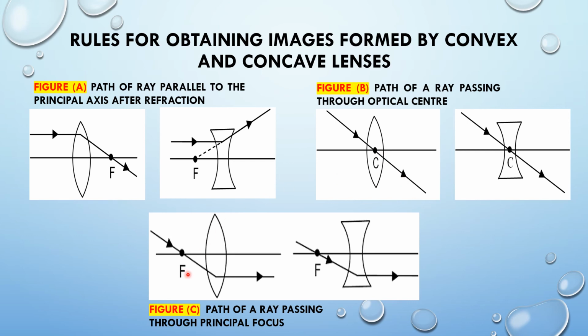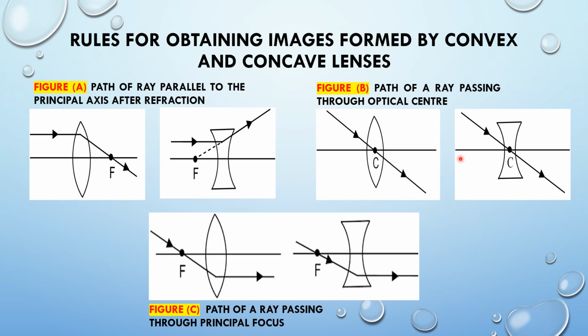For the next rule, rule number 3, figure C shows the path of a ray passing through the principal focus. Here an incident ray of light passing through the focus of a convex lens becomes parallel to the principal axis after refracting through the lens. Similarly we can say for concave lenses too. In the first diagram, a ray of light parallel to the principal axis of the concave lens appears to be coming from the focus after refracting through the lens.